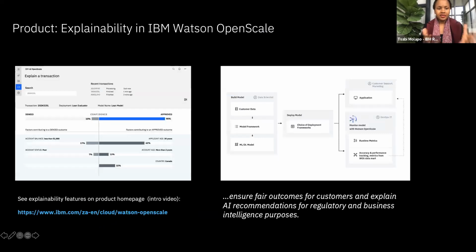Now, another example also of an IBM product that supports a step of explainability in the model development is OpenScale as well. It allows the model developer to incorporate aspects of explainability into their model development.